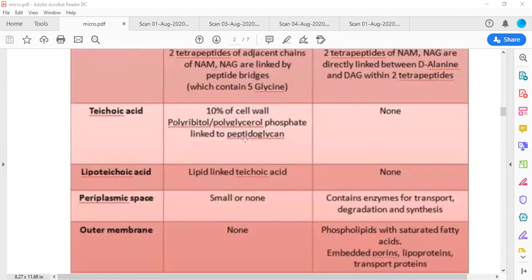Teichoic acid is present only in gram-positive bacteria. The gram-negative bacteria do not have teichoic acid because we know teichoic acid is a negatively charged polymer.